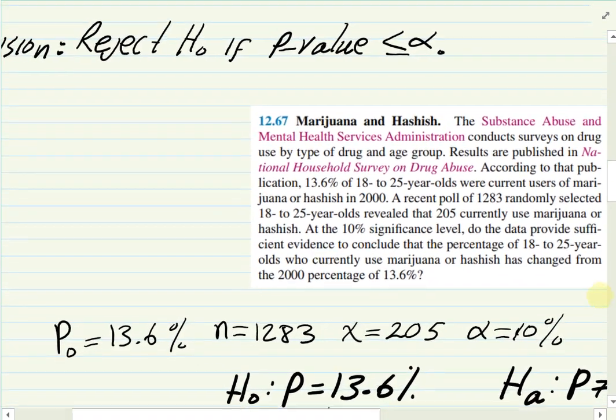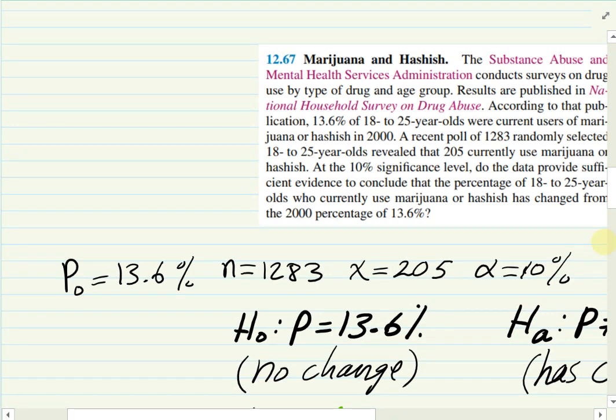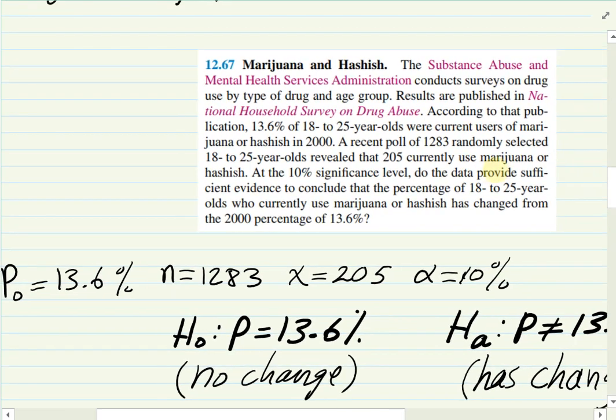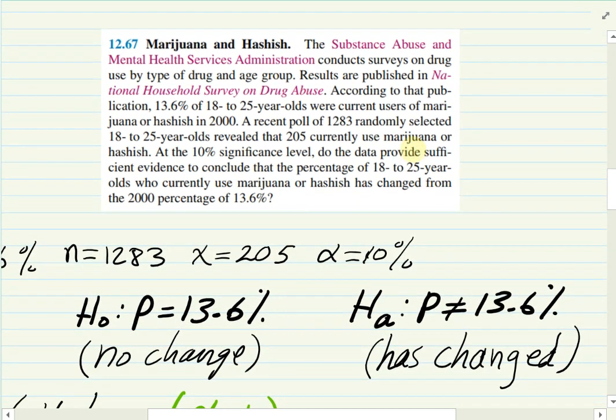So here's what I've done. I've written the hypothesized proportion right in here. That's P naught, 13.6. The sample size was given to be 1,283, and the success is 205, alpha 10%. All of this came from the exercise. The null hypothesis reads P, the percentage, is 13.6, which is the hypothesis of no change from year 2000, the base year. The alternative says the percentage is different. That means it has changed. Remember this last line, has it changed? That's what the alternative, the researcher wants to know.